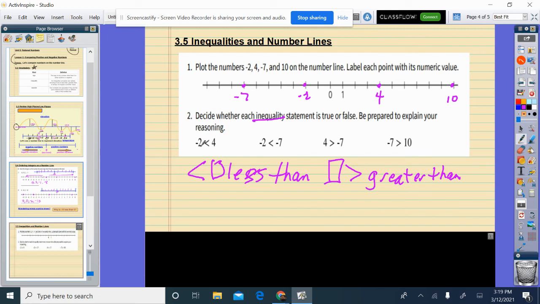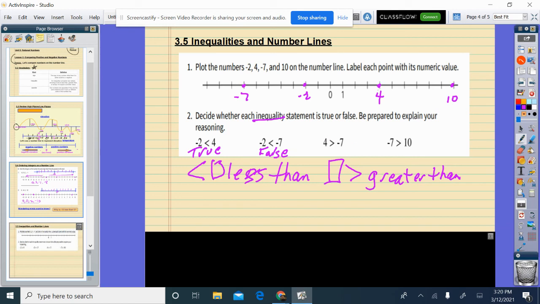So let's compare these. -2 is less than 4. That means -2 needs to be to the left of 4, because numbers to the left of 4 are less than 4, getting smaller. And that is true. -2 is less than -7. Same thing: if it's less than, the symbol opens to the bigger number. That's not true, because -2 is greater than -7. So that one's false.